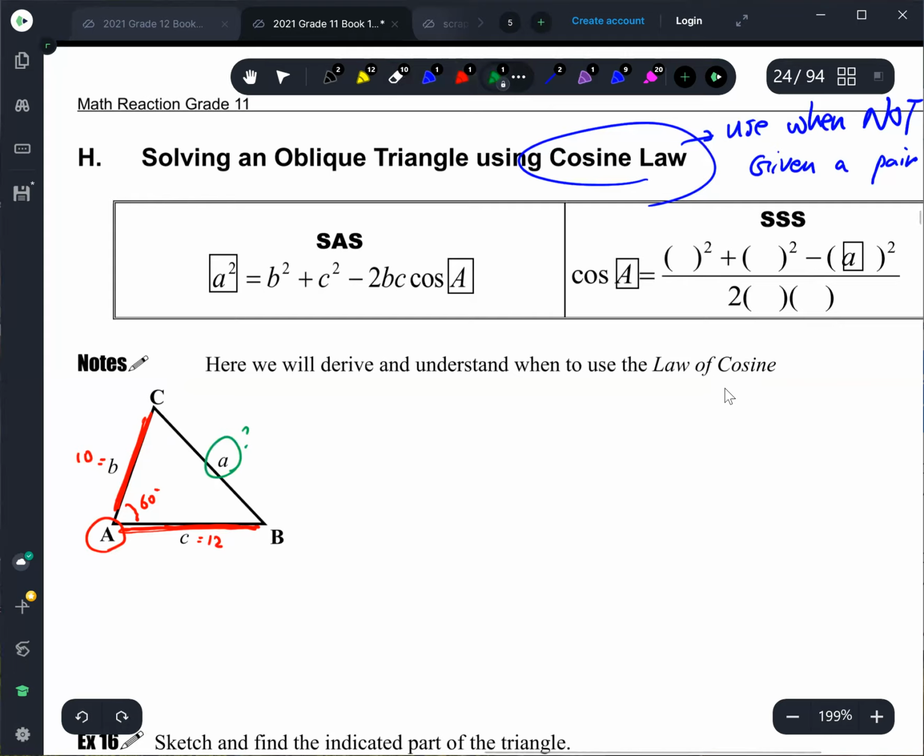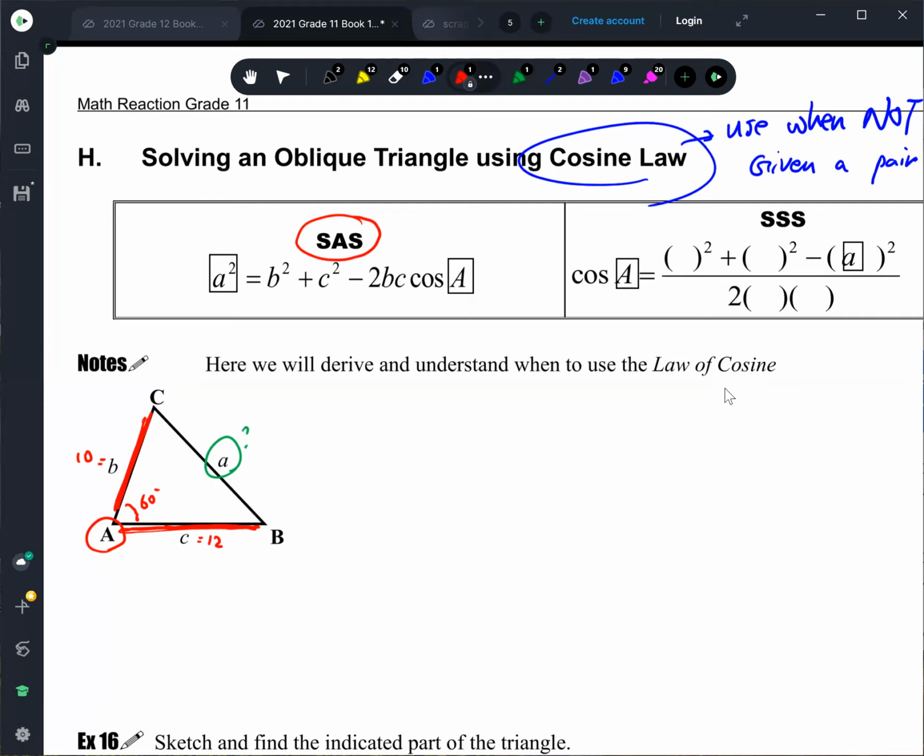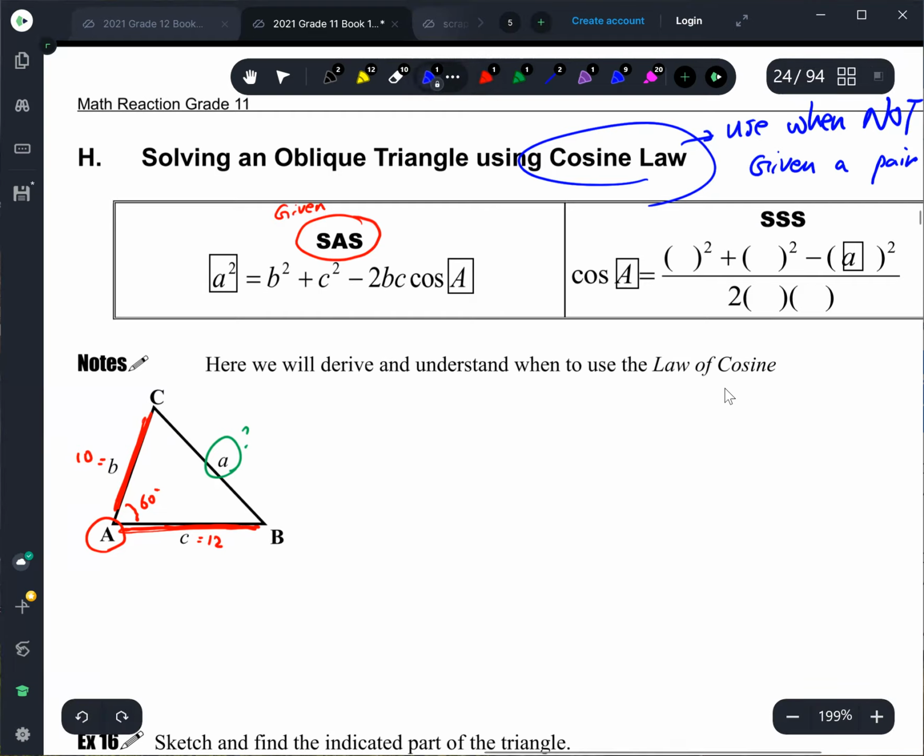So they will give you a side angle side. That's why you have this up here. SAS means you have an angle that's between the two sides. That's given. So you have this formula, you can copy this down: A squared equals B squared plus C squared minus 2BC cosine A. So this is to find the missing side A.